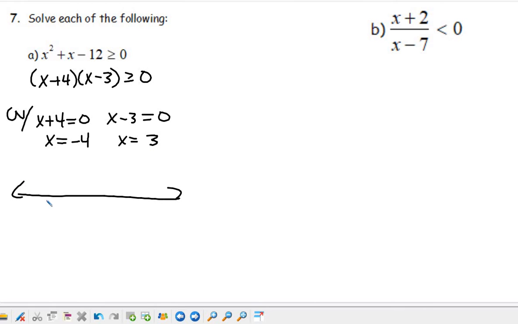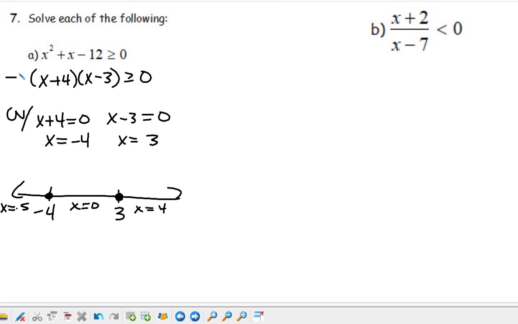So we do our number line. So we have negative 4 and 3. Have an equal to sign, and it's a quadratic, so they're both equal to. So then I pick a number in each section. Don't have to pick the same number I do. Should work out either way.